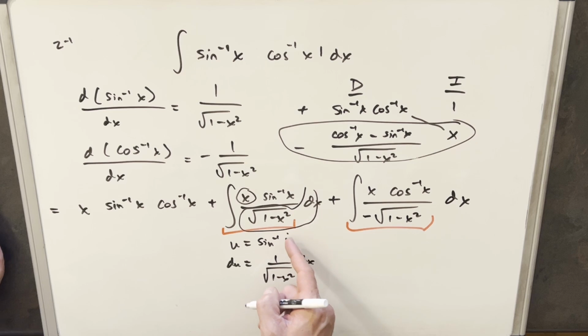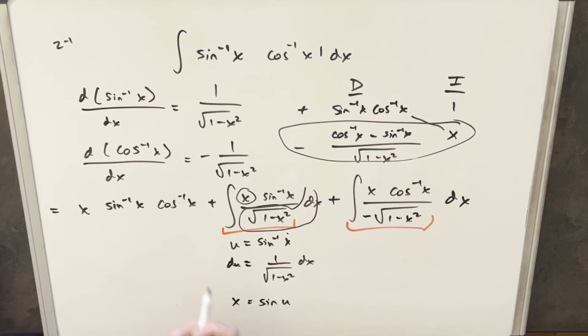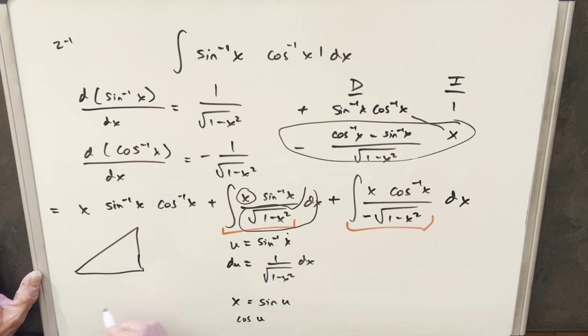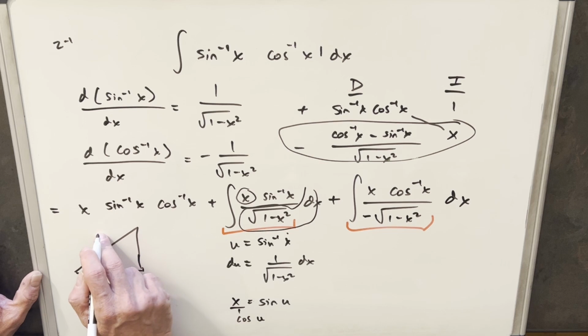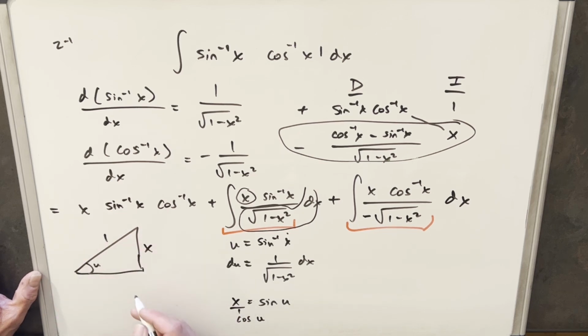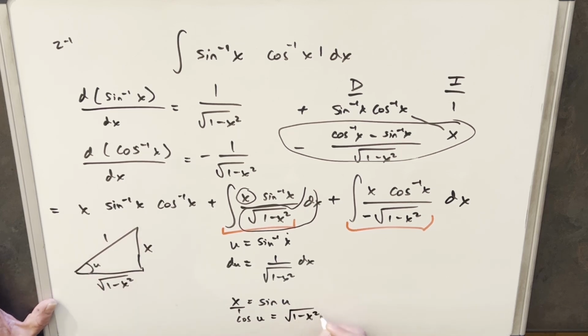Because this is an inverse, we can rearrange this and write x equal to sine of u. One other thing I can do real quick while I'm here is draw my triangle, because I want to get a value for cosine of u. If I draw this triangle, our angle is u, and opposite over hypotenuse is x over 1. Using the Pythagorean theorem, we can see that our third side is the square root of 1 minus x squared. So cosine of u is adjacent over hypotenuse, and that's just the square root of 1 minus x squared.